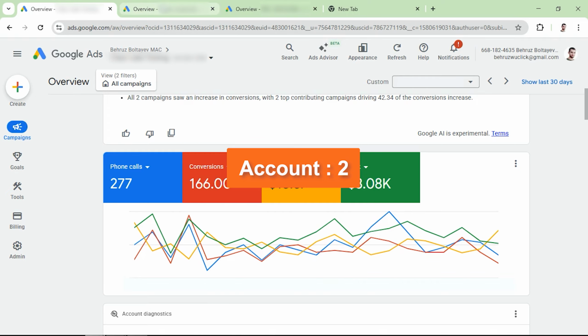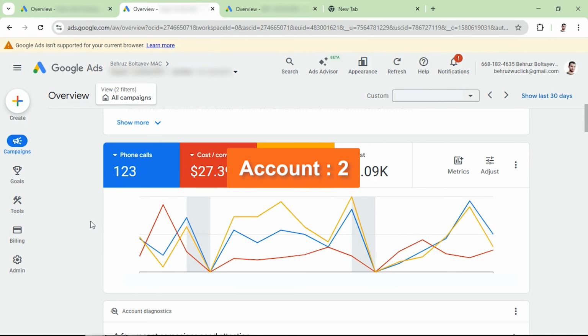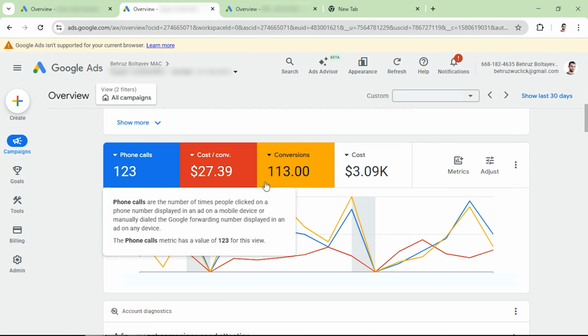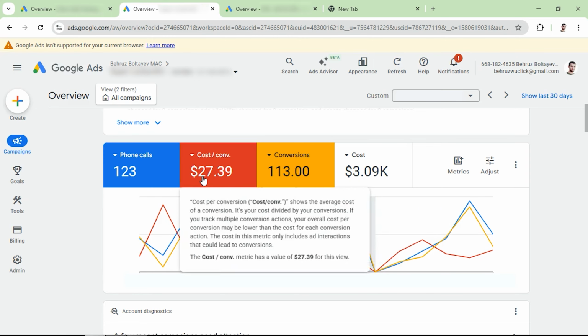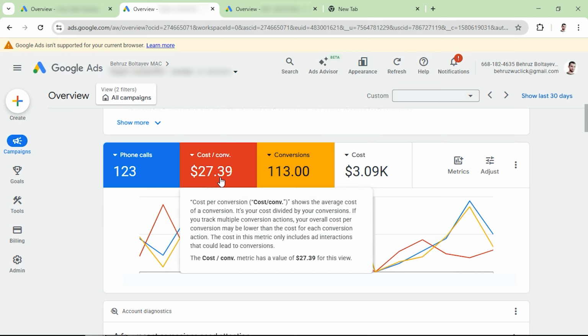And the next example is another service business, and their main goal is also to generate as many phone calls as possible. They can also generate some form submissions as well, but recently I've also removed forms from their landing pages so that we can spend more of our budget on phone calls rather than also getting some form submissions. But overall, this business would also get, let's say, around 5% of the time forms from their landing pages. And they've got around 123 phone calls and 113 conversions. And again, this cost per conversion is calculated using this number, which is around $27.39. This is also cheap compared to other advertisers in this industry.